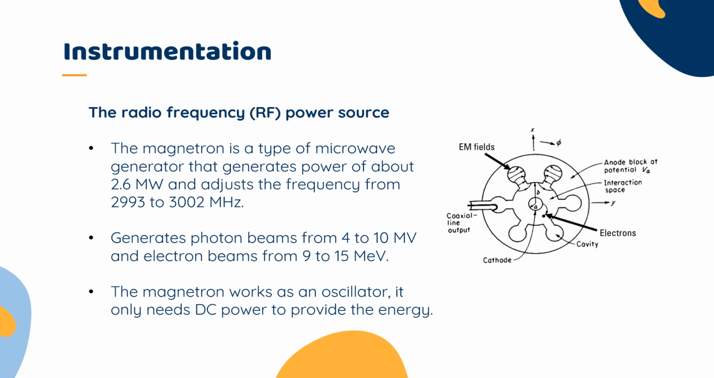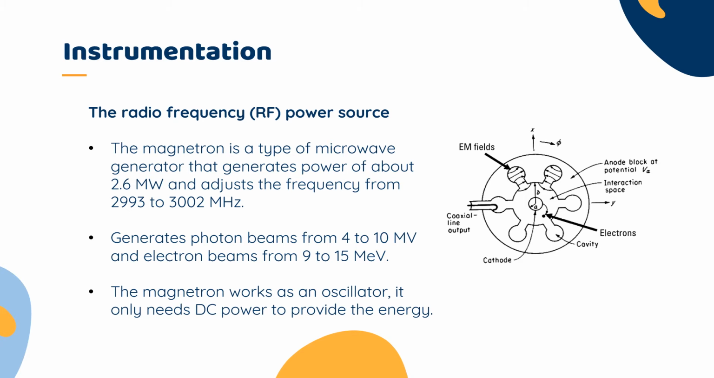The magnetron is a type of microwave generator that generates power of about 2.6 megawatt and adjusts the frequency from almost 2993 to 3000 megahertz. Also generates photon beam from 4 to 10 megavolt and electron beam from 9 to 15 million volt. Since the magnetron works as an oscillator, it only needs a DC power to provide the energy and does not require an RF input signal.